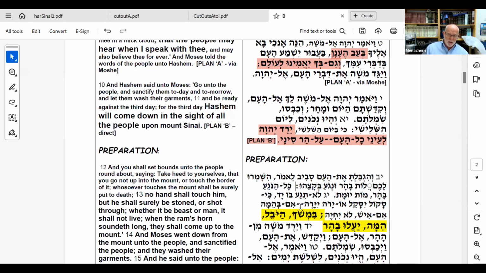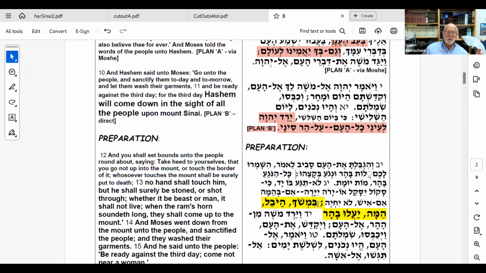Okay? And then, bimshoch hayovel hemiyalu bahar. And the big question is, when you hear this loud shofar blowing, is that a sign it's okay to go up the mountain and encounter God and see God directly?